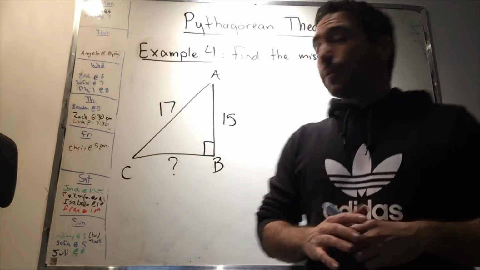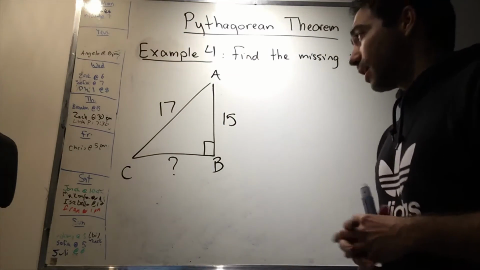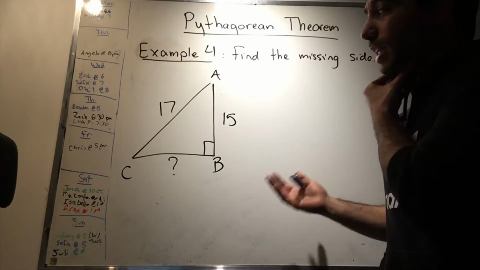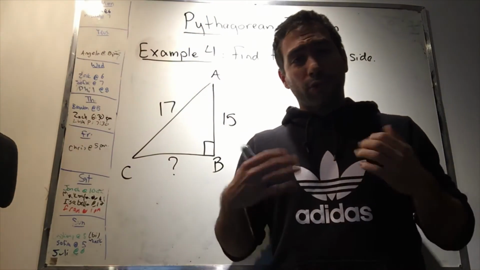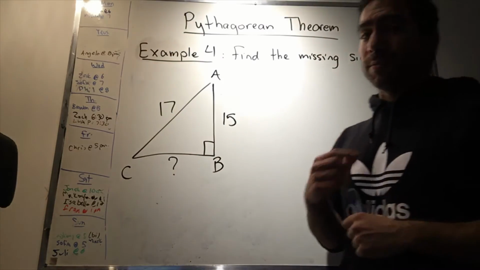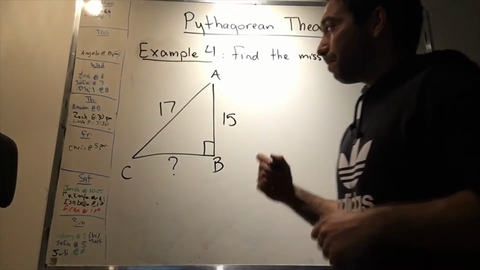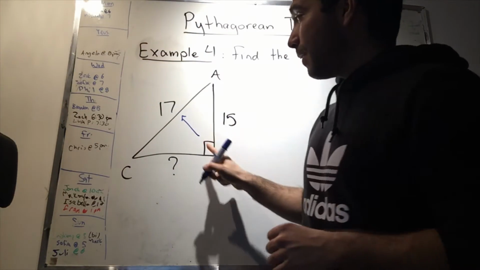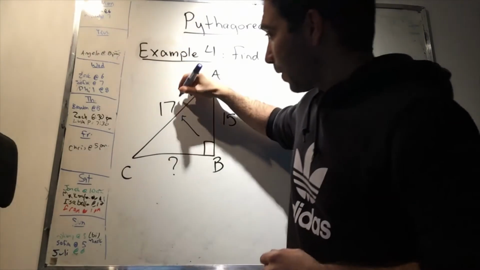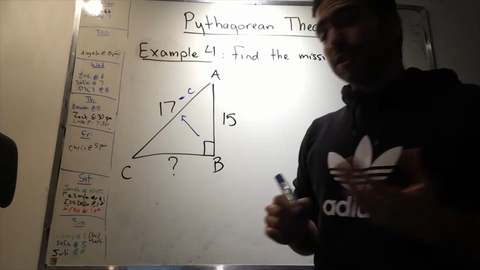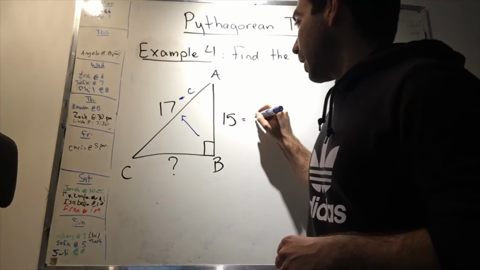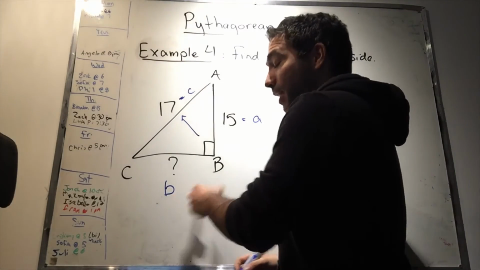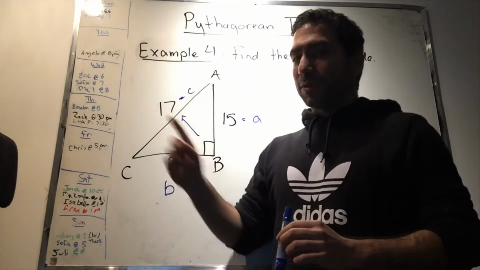So great. In this example, we're asked again to find the missing side. We're given two sides. We have our 90-degree triangle. So what sides do we have? I urge you guys to pause the video, try to solve it yourself, and see if you get the same answer as me. So what I noticed is that 17 is across from my 90-degree angle. That means my 17 is my c, that's my largest side. 15 is one of the legs, so we'll call it a, and we're going to be looking for b.